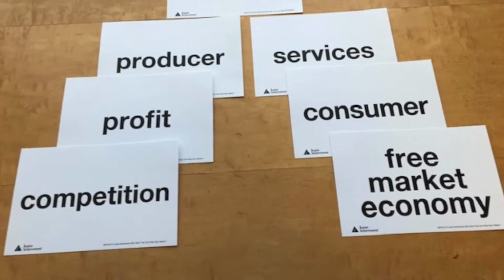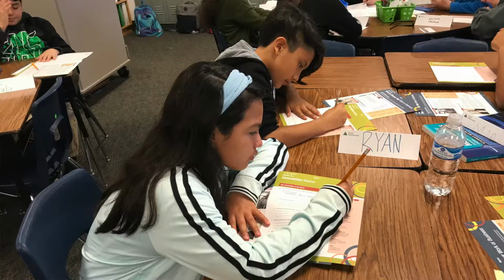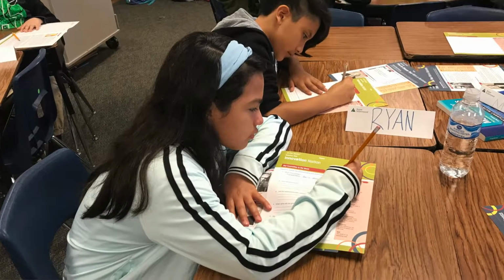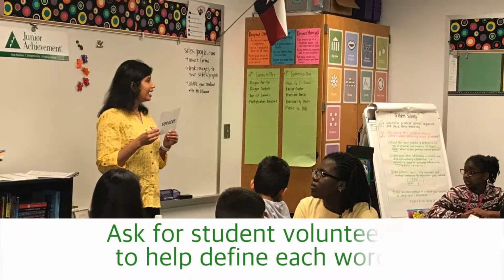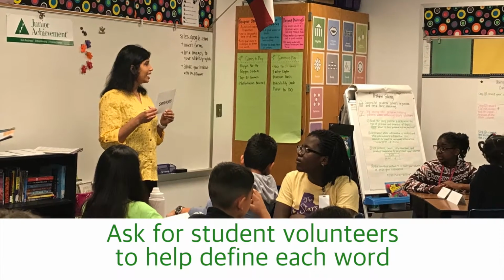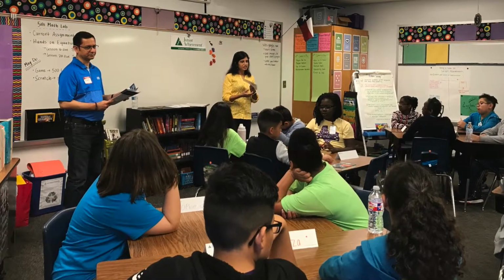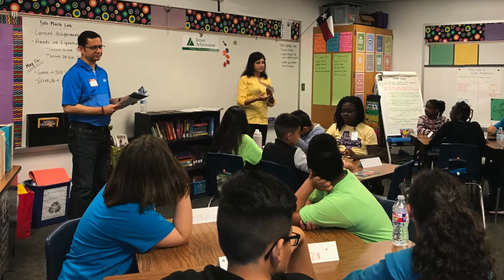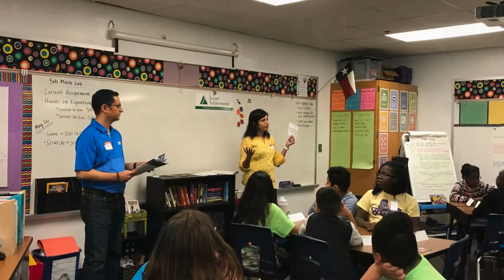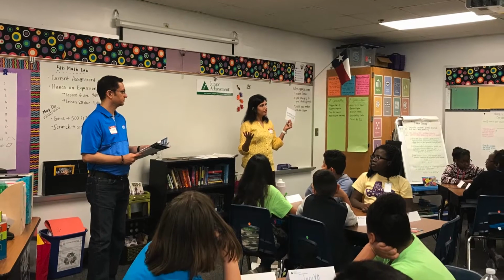As you present the new vocabulary for this session, have the students highlight the key terms in their flyers. Ask for student volunteers to help you define each word. Explain to students that when a free market economy is doing well, there is a lot of buying and selling. When it is not, buying and selling slows down.